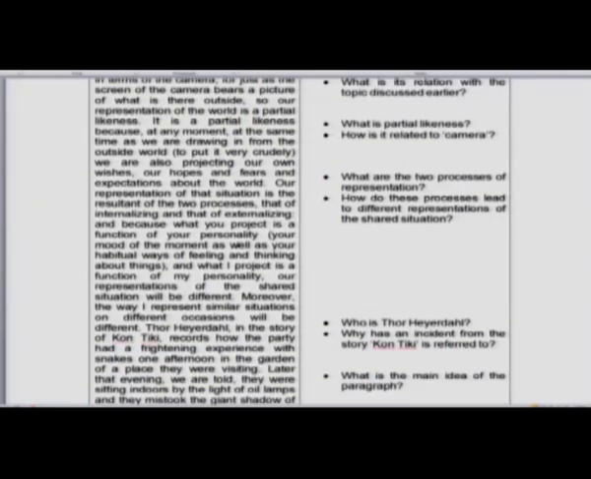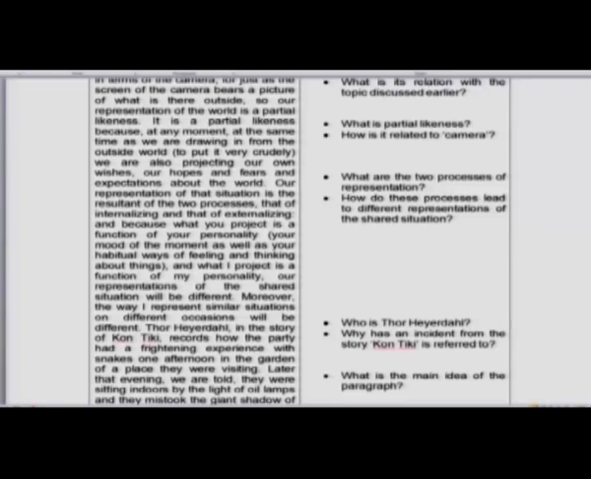And then the next keyword here is processes. So, what are these processes and how do these processes lead to different representations of the world? So, we locate the word processes in the text, that of internalizing and that of externalizing. So, these are the two processes the writer here is talking about. And because what you project is a function of your personality and what I project is a function of my personality, our representations of the shared situation will be different.